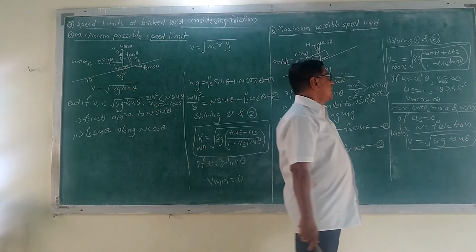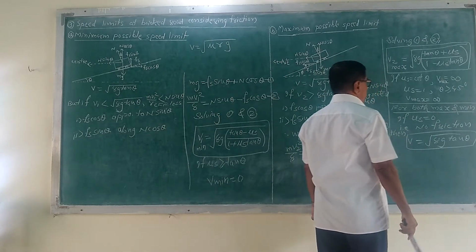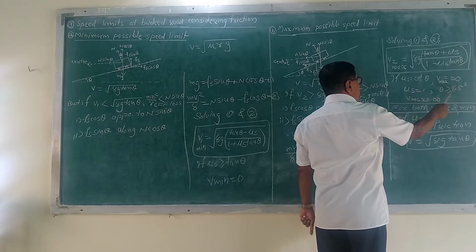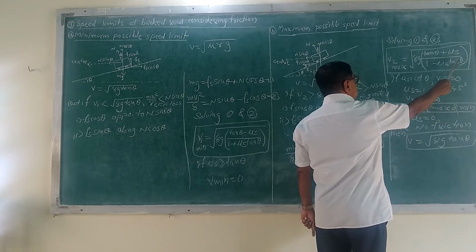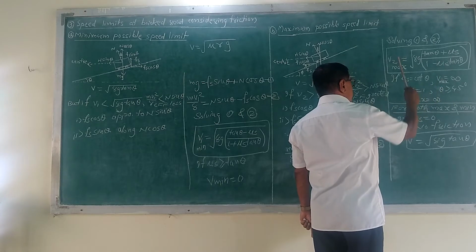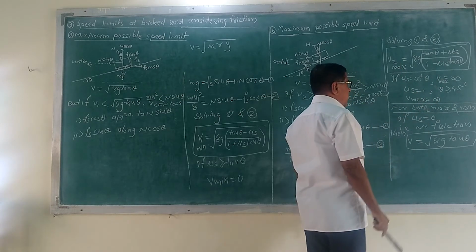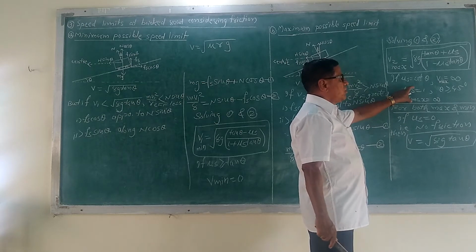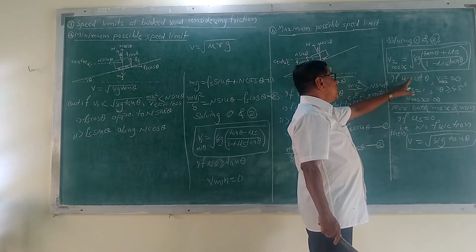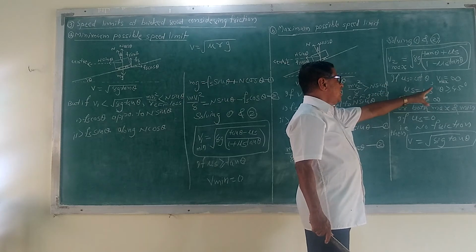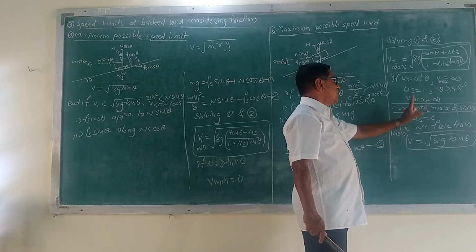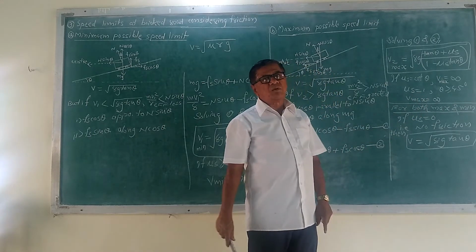In the second case, if mu s is equal to 1 and theta is equal to 45 degree, in that case the denominator is 1 minus 1, that is equal to 0. There again v max is equal to infinity. That is, the maximum possible velocity is possible when mu s is equal to cot theta, or theta is equal to 45 degree and mu s is equal to 1.